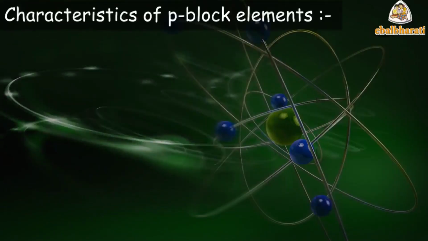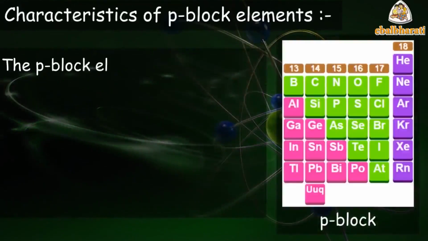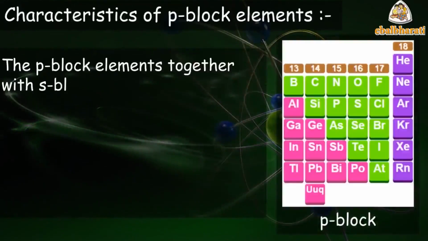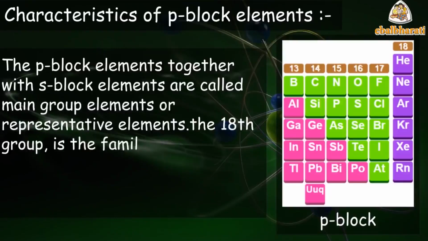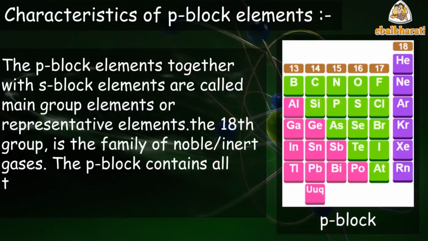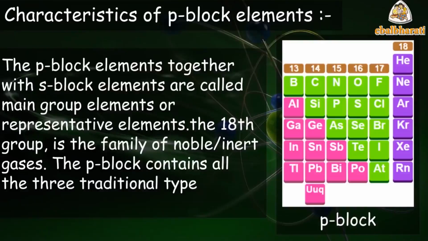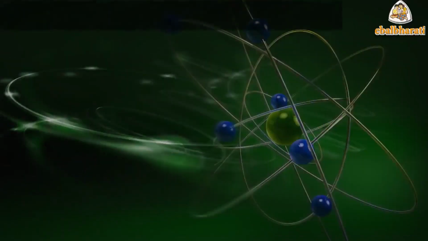Characteristics of P block. The P block elements together with S block elements are called main group elements or representative elements. The 18th group is the family of noble or inert gases. The P block contains all the 3 traditional types of elements.